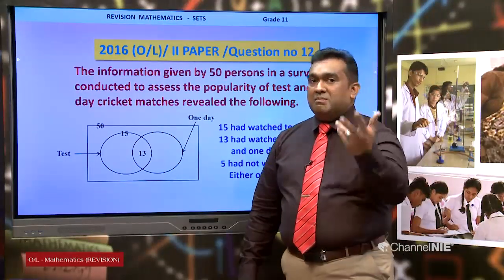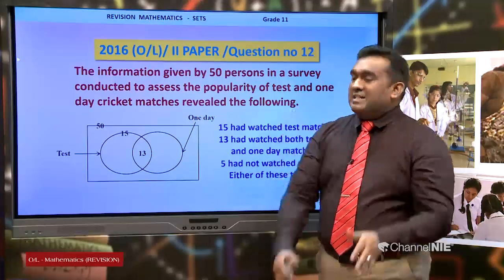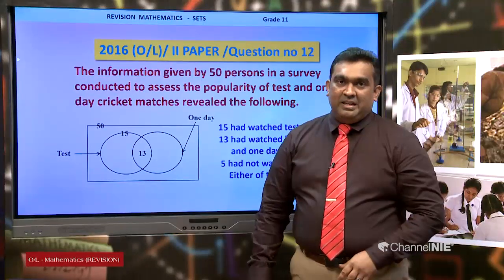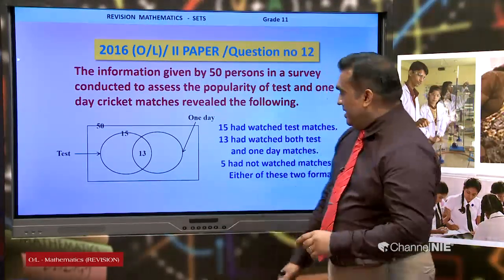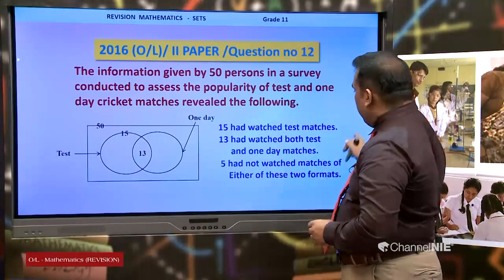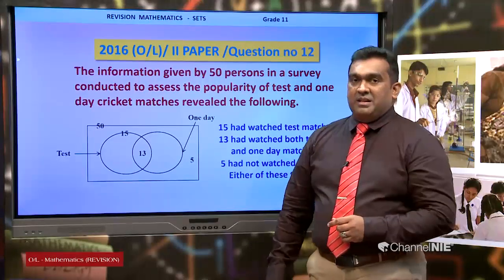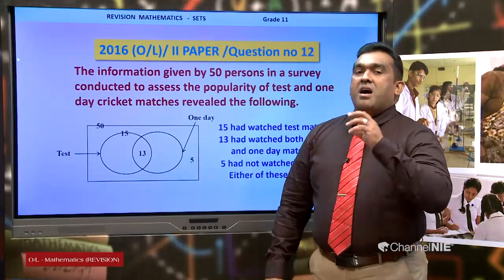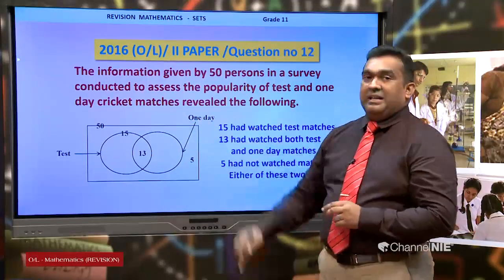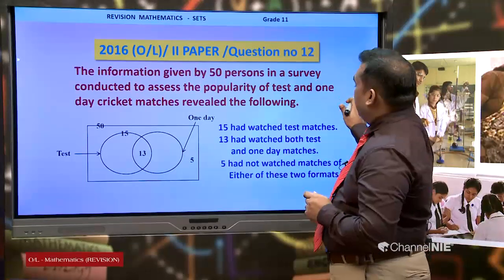5 had not watched matches of either of these two formats. Either means complement. Out of the sets test and one day, how many elements there? 5 elements. Complement of test or one day is 5. Right, we will see.